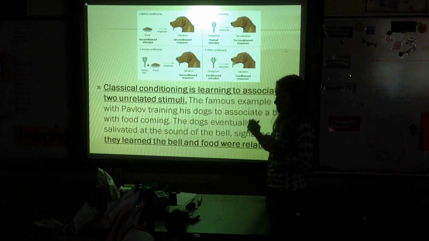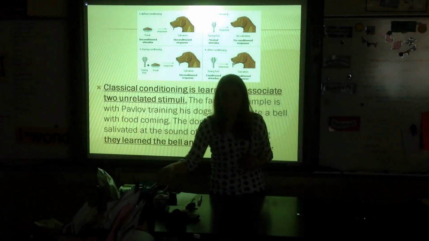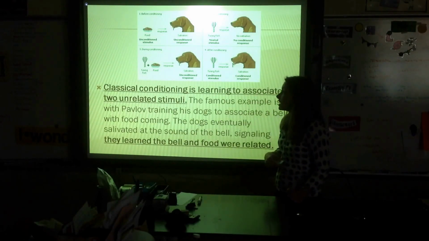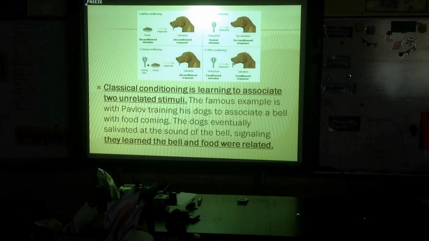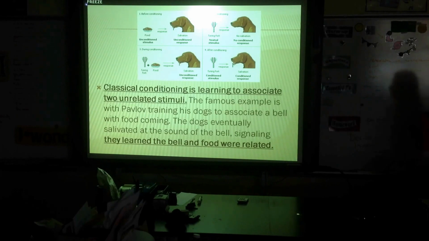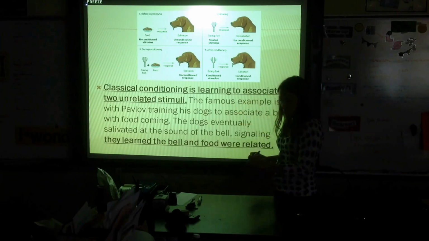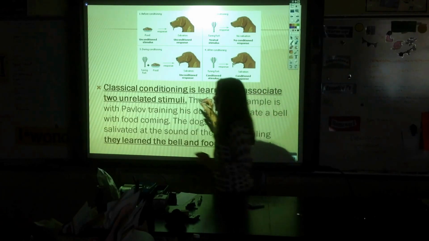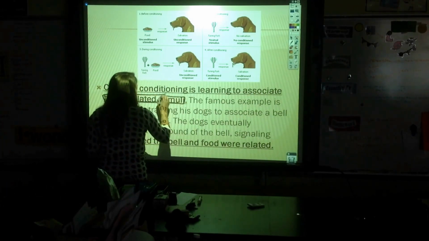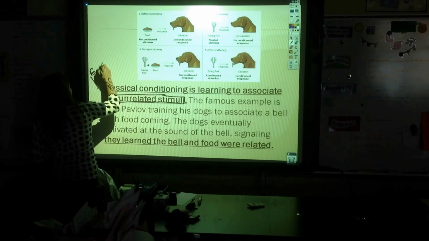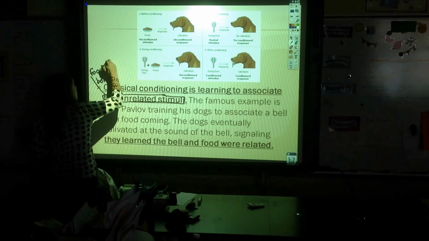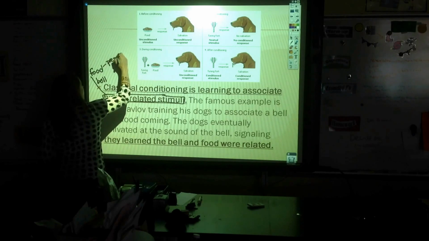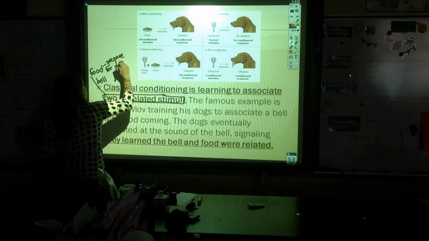Another type, and this is the first type of learned behaviors that were actually studied in other animals, is called classical conditioning. Classical conditioning is learning to associate two unrelated stimuli. So for example, we might have the stimulus of food and the stimulus of a bell. For every animal, the stimulus of food makes them prepare for digestion.